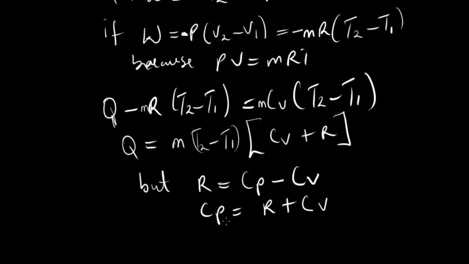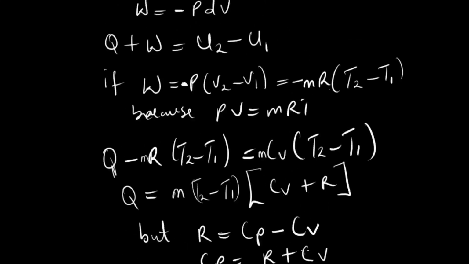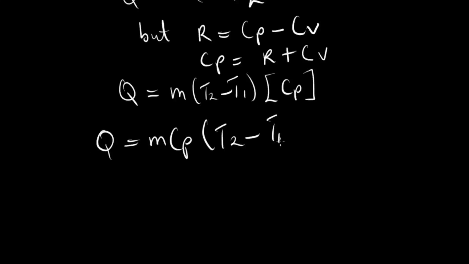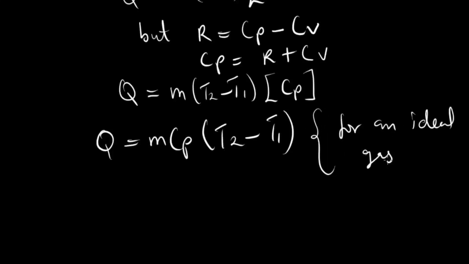So replacing this with what we have here, we have that Q is equal to M T2 minus T1 into CP. That makes more sense because we are dealing with a constant pressure process. This is specific heat at constant pressure. So we have this to be M CP T2 minus T1. So this is heat transfer for an ideal gas.